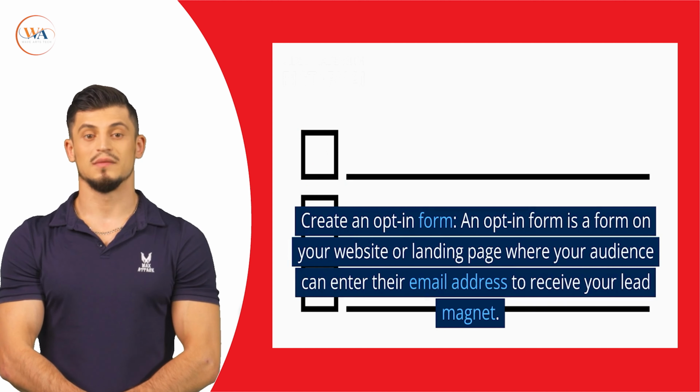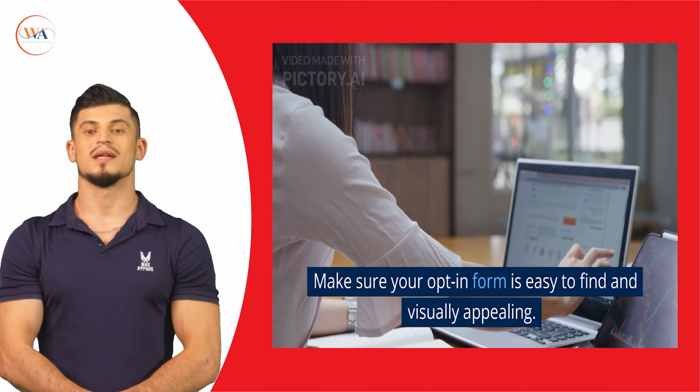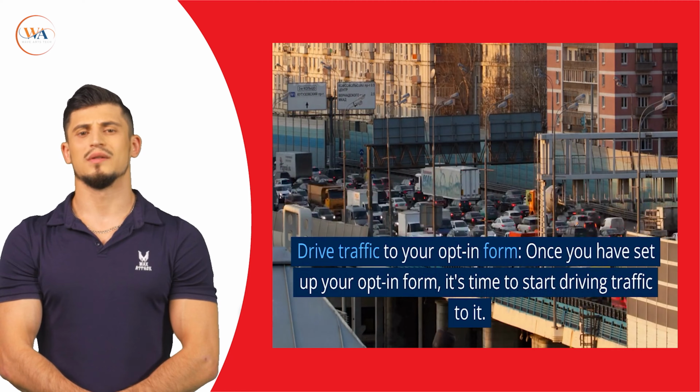Set up an email marketing platform. There are several email marketing platforms available, such as MailChimp, ConvertKit, and Aweber. Choose a platform that suits your needs and budget and set up an account.